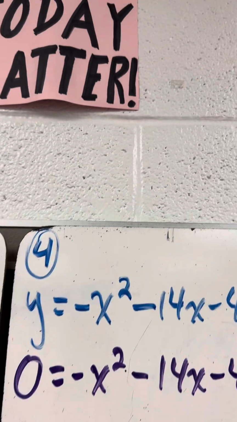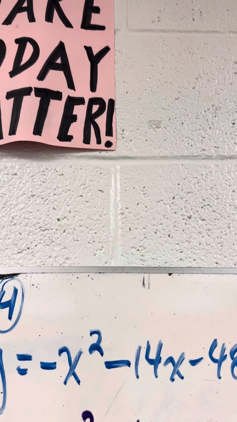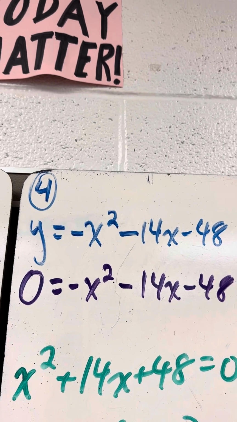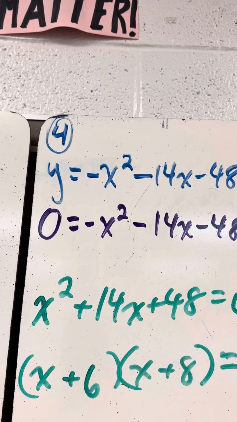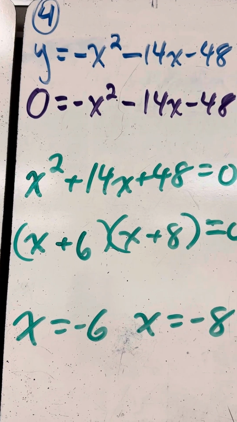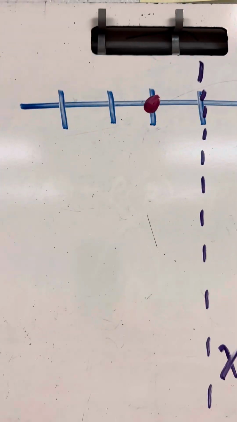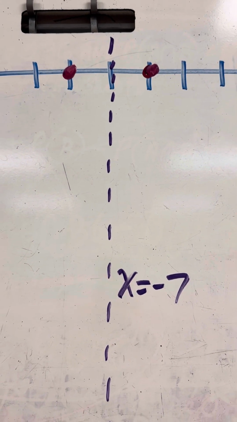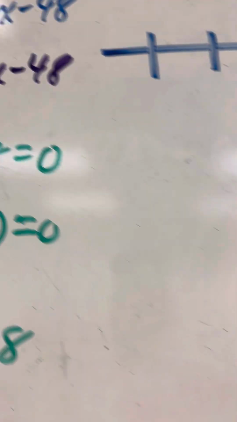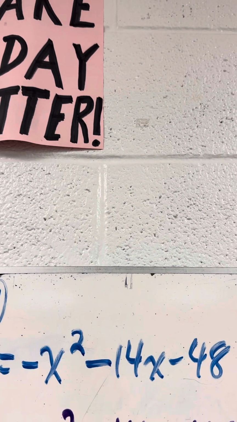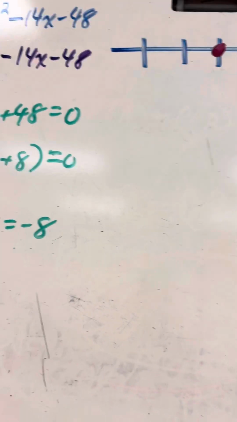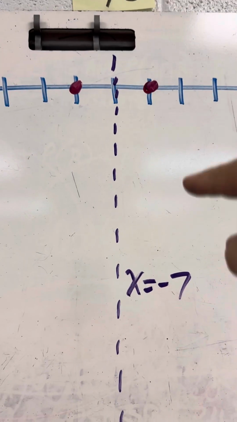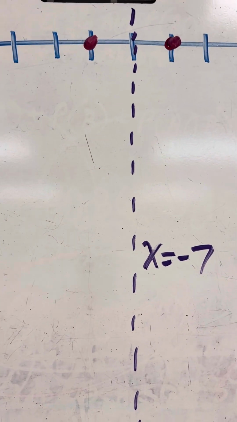Same thing here. Notice we start with a negative, so let's switch all the signs and make it positive: x squared plus 14x plus 48 equals 0. So it's plus 6, plus 8, which means your roots will be negative 6 and negative 8. Meaning your axis of symmetry is going to be x equals negative 7. So you'll put negative 7 back into the original equation to find out what y is there. Because it's negative, by the way, your graph will go downward.